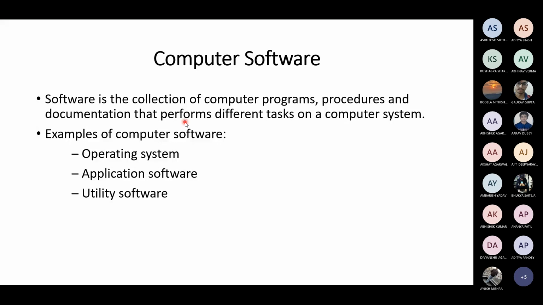For example, your operating system is software, and inside it you have a lot of programs to carry out each task and to define how things will be performed. Likewise, application software and utility software are different from the operating system. We'll try to understand how they are different from each other.